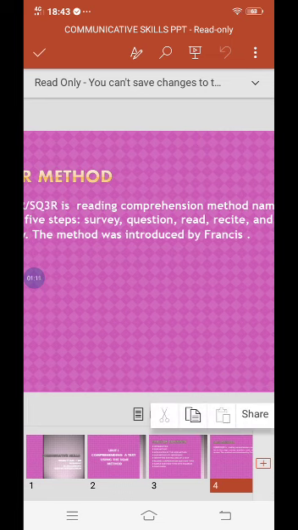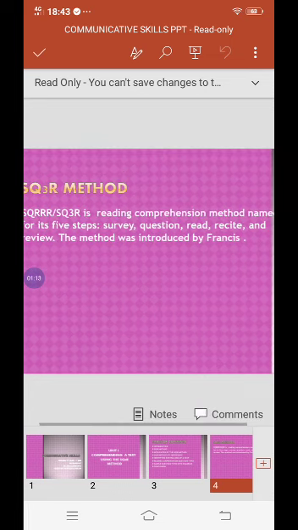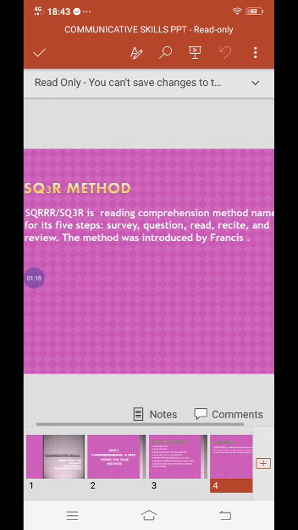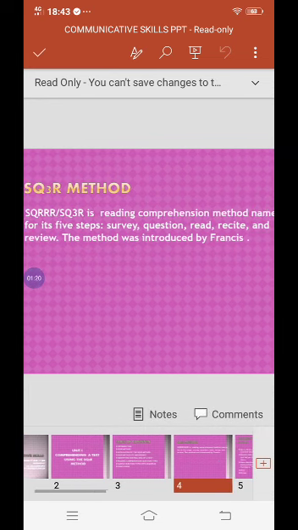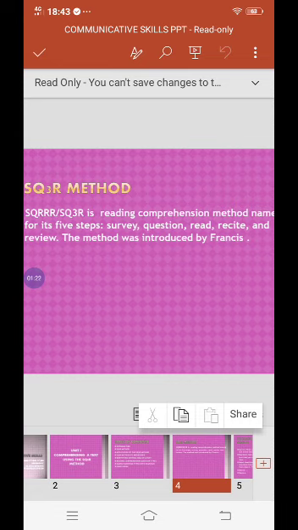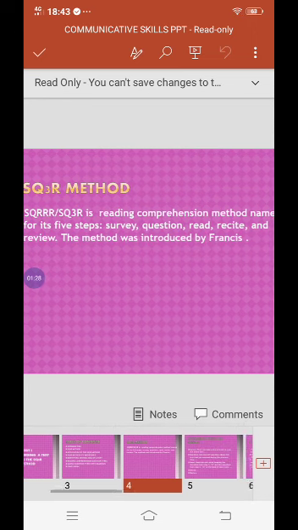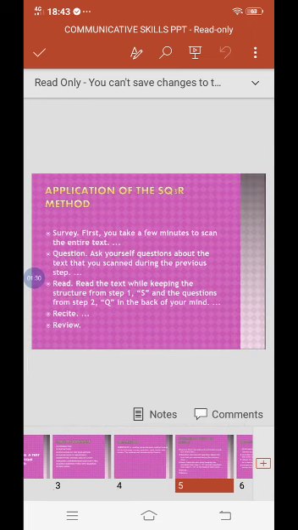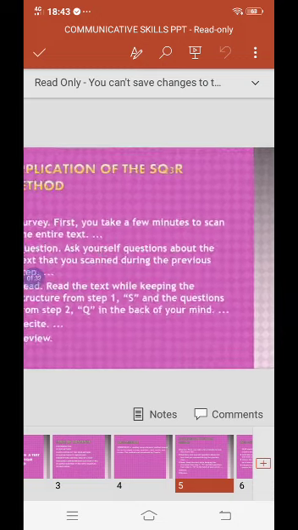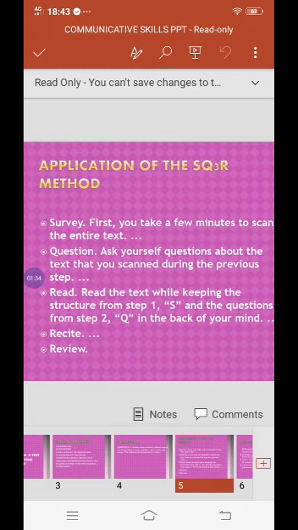Let us move on to the application of this method. The first point is the survey. First, you need to take a few minutes to scan the entire text. Next is question. Ask yourself questions about the text that you scanned during the previous step. Read the text while keeping the structure from step 1, that is S, and the questions from step 2, that is Q, in the back of your mind. Next is recite, and finally review.